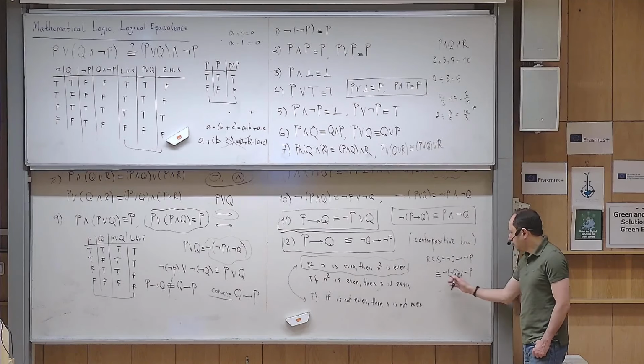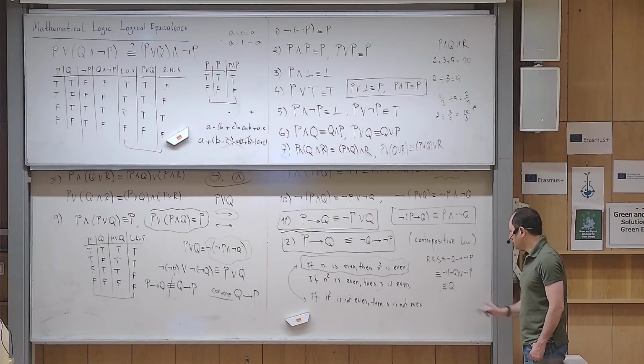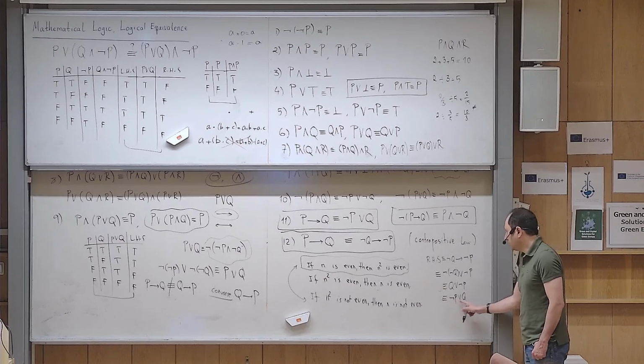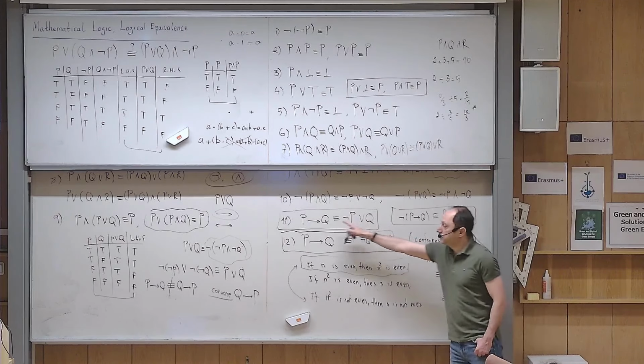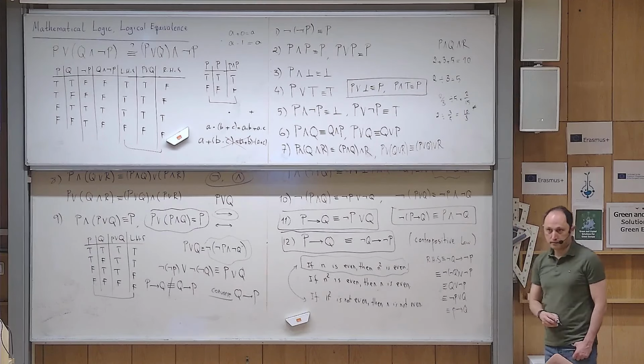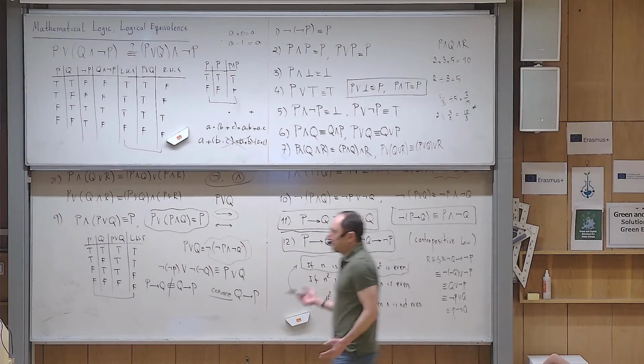Okay? But negation of not Q is what? Negation of the negation is Q, so it is Q or not P. But I can use commutativity, so it becomes not P or Q. But not P or Q, as on the board, is equivalent to what? If P then Q. Yes? Is that right? Yeah.